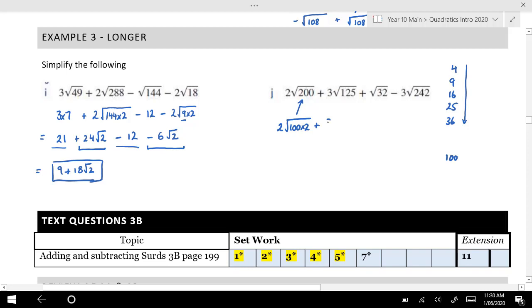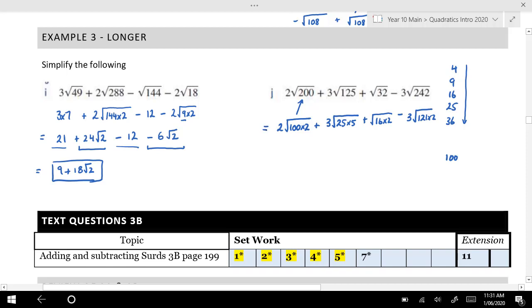Let's do, what's the biggest perfect square which goes into 125? Well, it's going to be 25 times 5. 32 is not going to be 4, it's going to be 16, so 16 times 2. And 242, well, 11 squared is 121. So I reckon that would be 121 times 2.